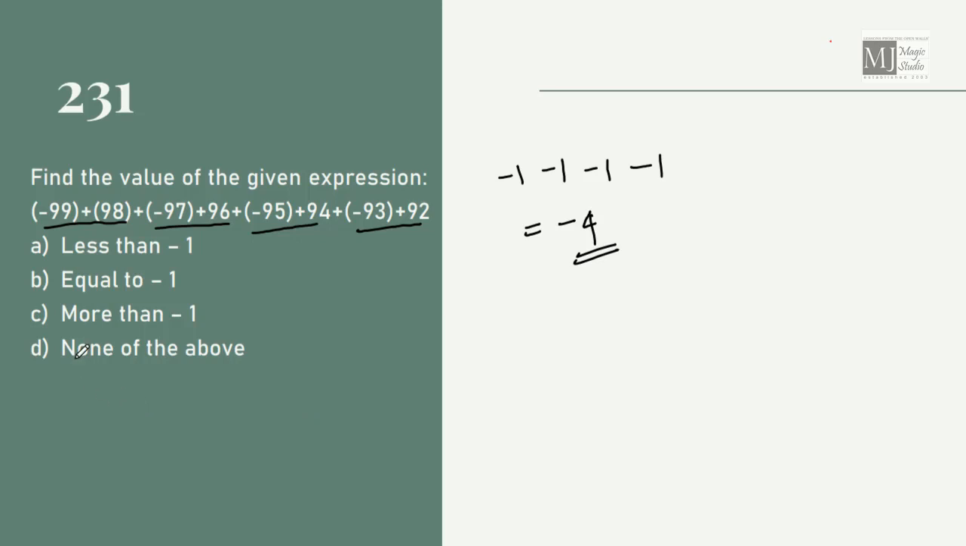So what are the options? The value of the given expression is less than minus 1. Yes, it is less than minus 1. Or equals to minus 1, or more than minus 1. More than minus 1 means we are moving towards positive direction. So obviously answer is minus 4. It is less than minus 1. Option A fits in.